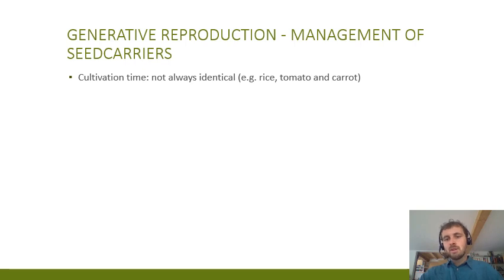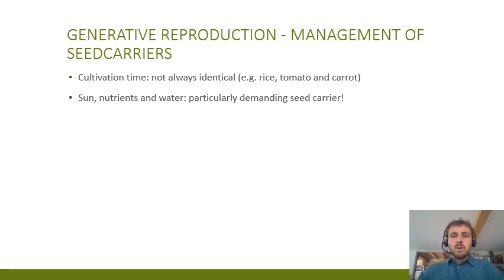For example, carrot, usually you don't put in seed at all, you just harvest the root. So if you want to have seed, you have to cultivate the crop in a completely different way. Usually if you produce seed, you should really take care that the plant gets enough light, enough nutrients, and enough water. So it's really a plant that you should give special care.